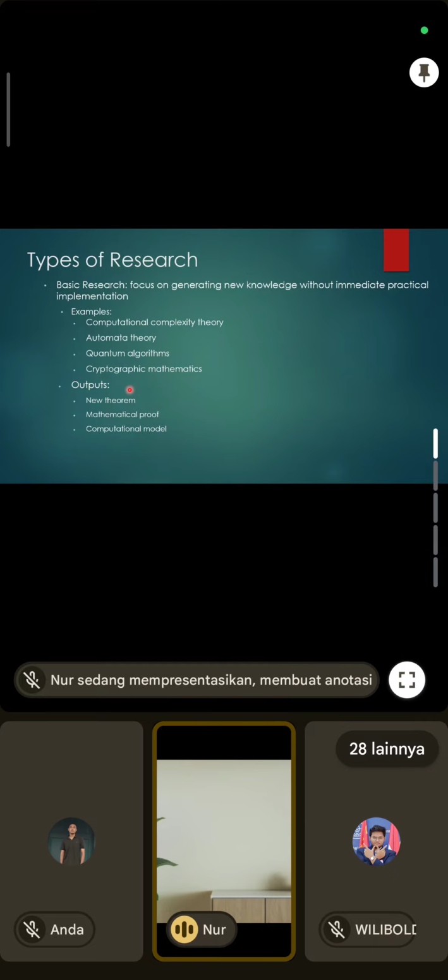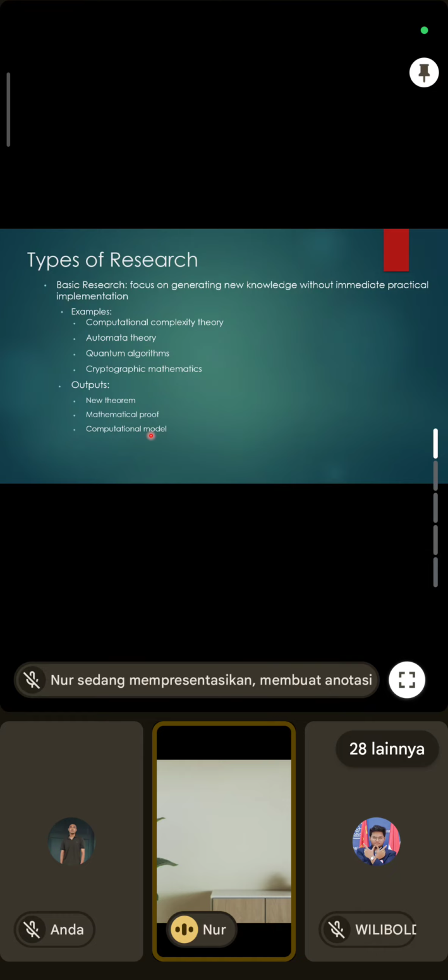So what will be the outputs of this basic research? There are several types of outputs of basic research. First, we will have a new theorem. This basic research will perhaps produce a new theorem or some mathematical proof, or some new computational model. This relates to how fast the computation will actually be done. So this is the first one.